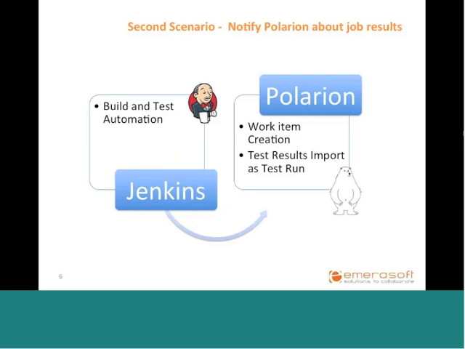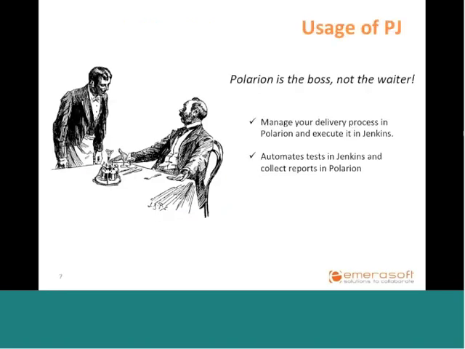Okay, how to use PJ? You can manage your delivery process in Polarion and execute it in Jenkins. And you can automate tests in Jenkins and collect reports in Polarion. Polarion can be used as a data collector and Jenkins for the operative process, because Polarion is the boss, not the waiter.